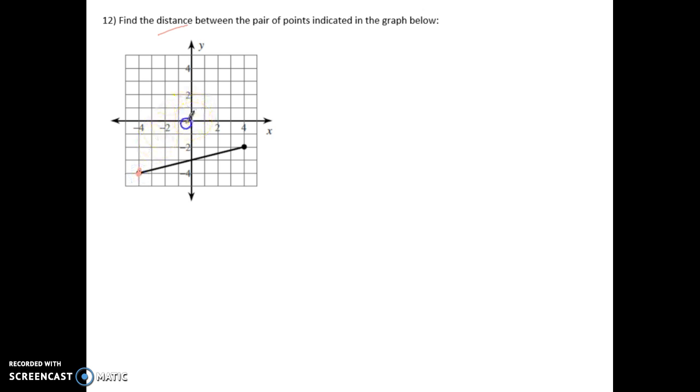We start at the origin, we go 1, 2, 3, 4 to the left and 4 down. So our first pair of points is -4, -4. Again, we start at the origin and we go right 4 and we go down 2. So our second set of points would be 4, -2. We know we're going to have to label them x1, y1, so let's go ahead and do that now: x1, y1, x2, y2.